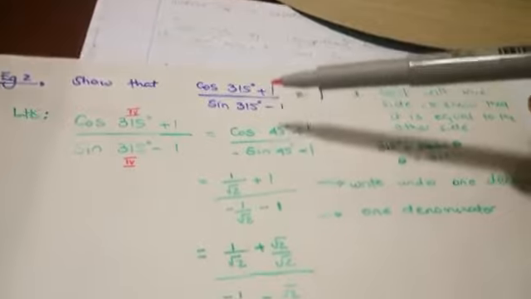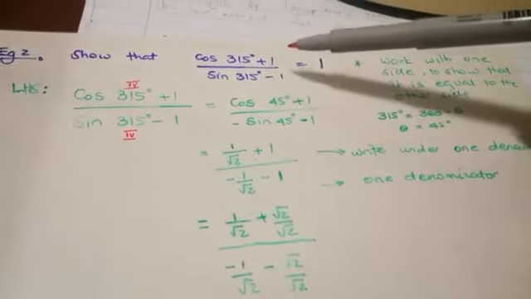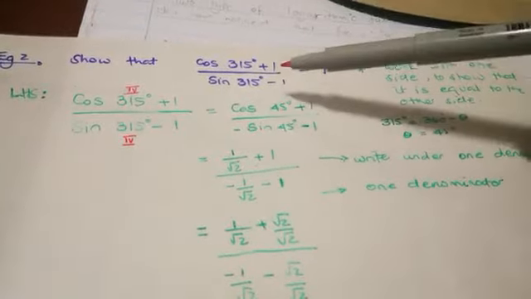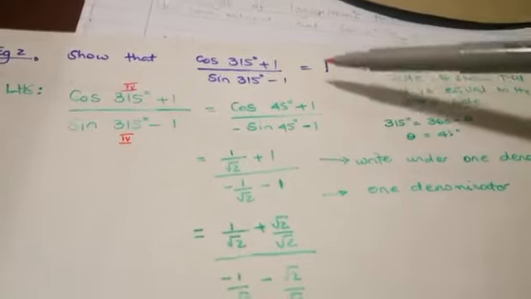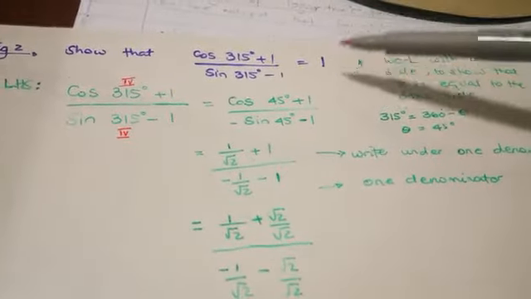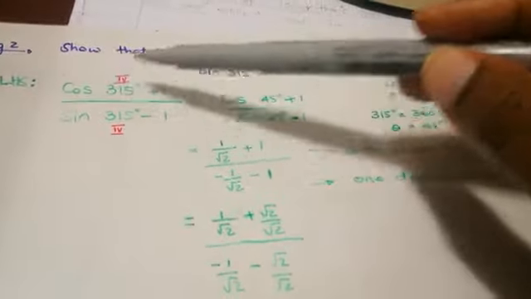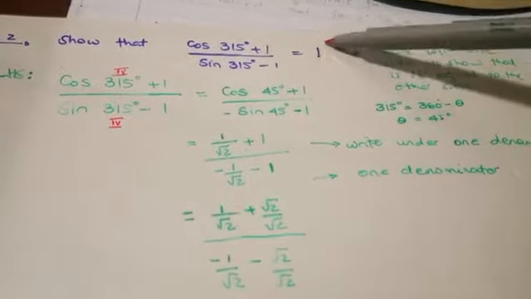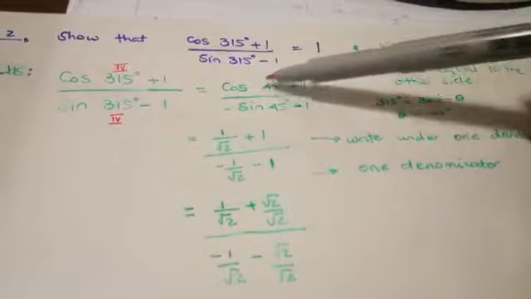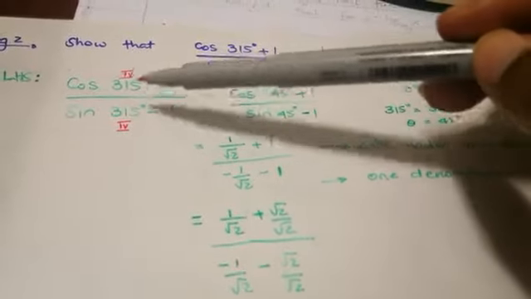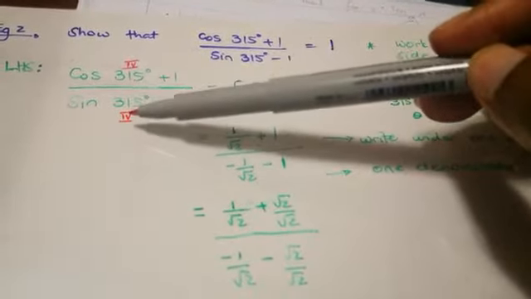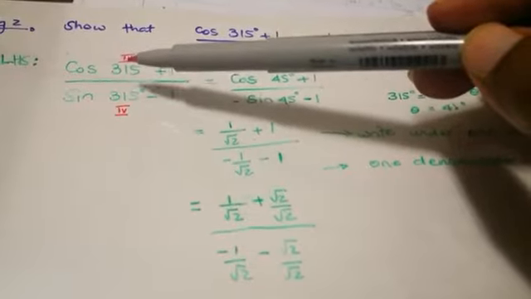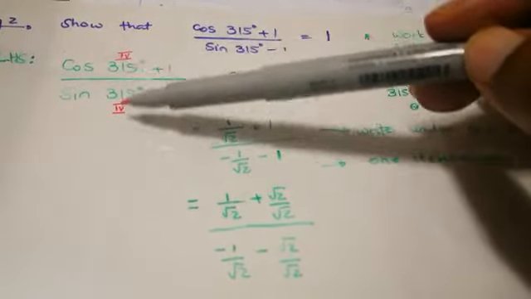It says show that cos 315 plus 1 over sine 315 minus 1 is equal to 1. Now remember, if a question says show that, it means you work with one side to show that it is equal to the other side. So we are going to work with this side. So again, you've got 315, 315. That tells you before you can do anything, you need to reduce this.